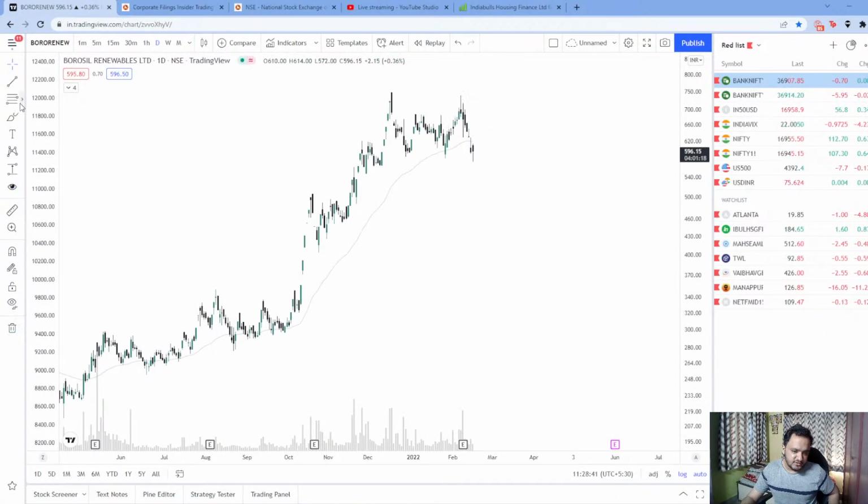Borosil Renewables, yeah. So this move didn't work out, but again, this demand is holding right here. All right, this demand is holding, so it's still all right.